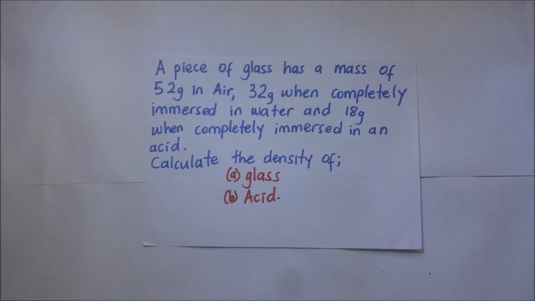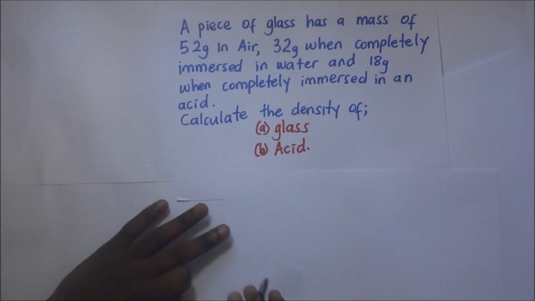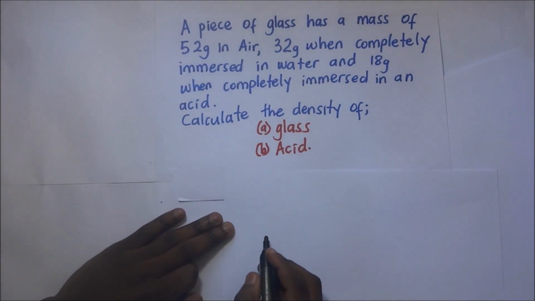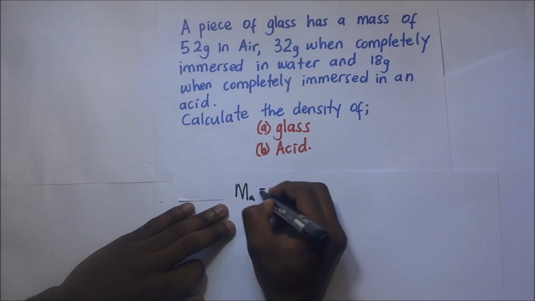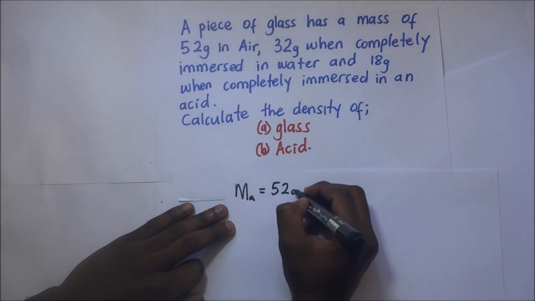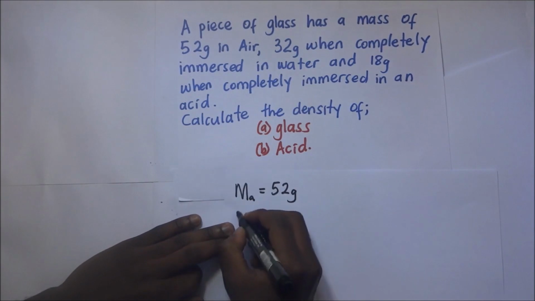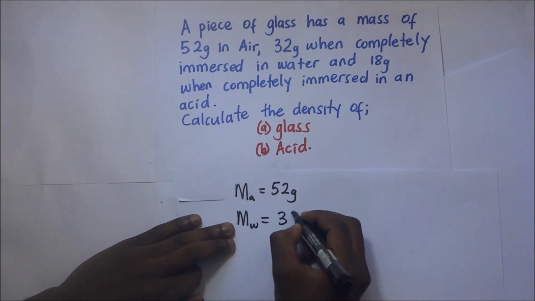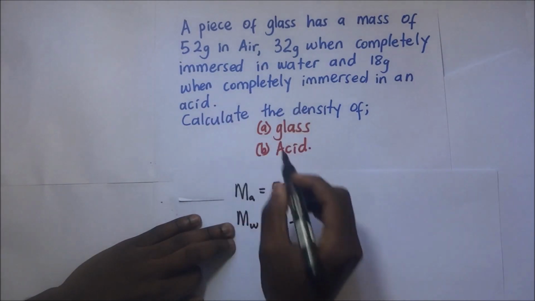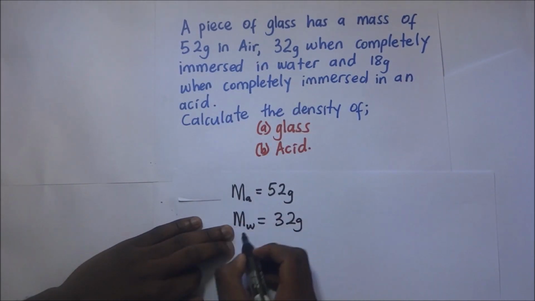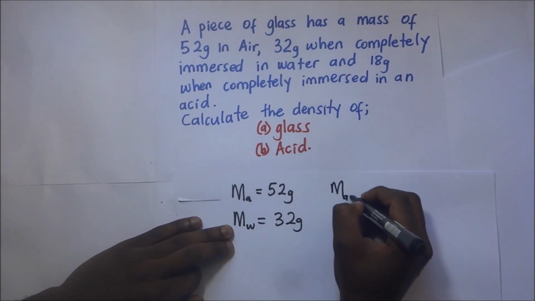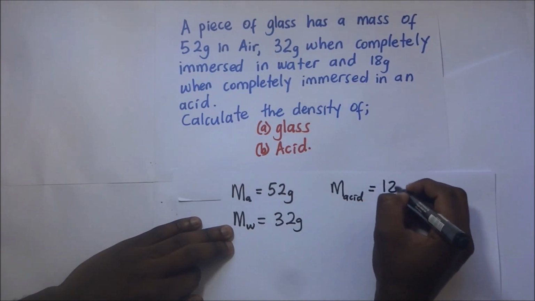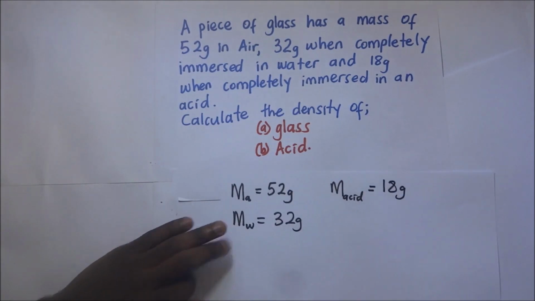A piece of glass has a mass of 52 grams when it is in air, 32 when completely immersed in water, and 18 grams when completely immersed in an acid. Calculate the density of the glass. So to summarize this question, a piece of glass has a mass of 52 grams in air. So its mass in air is given by 52 grams. Then its mass in water is given by 32 grams. And when it's completely immersed in an acid, its mass in acid is 18 grams. Calculate the density of the glass.